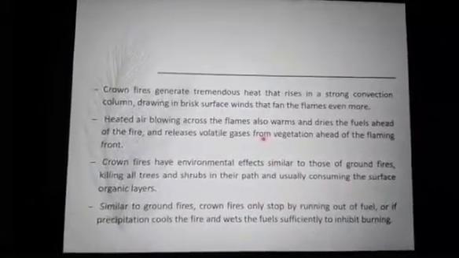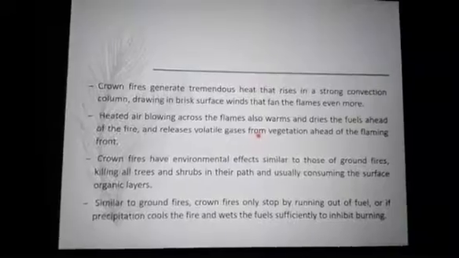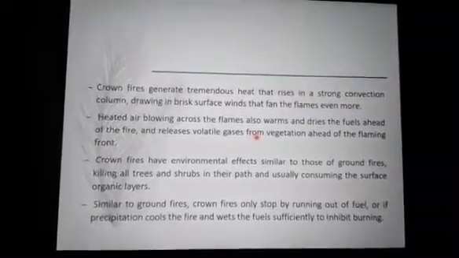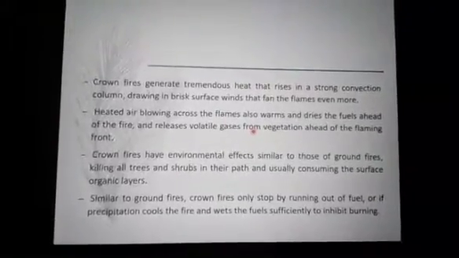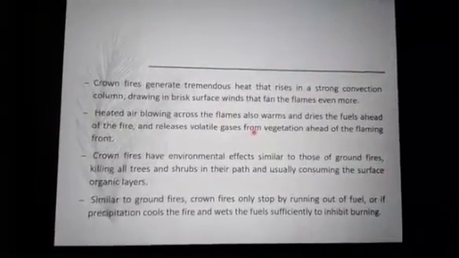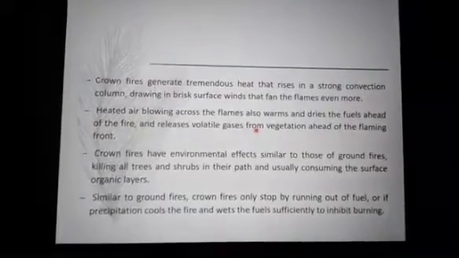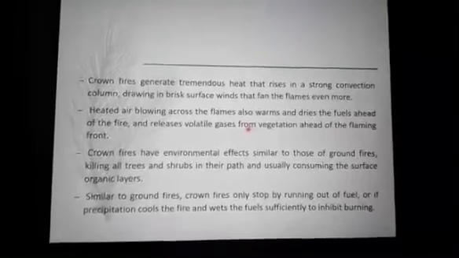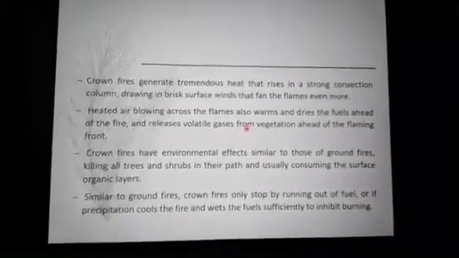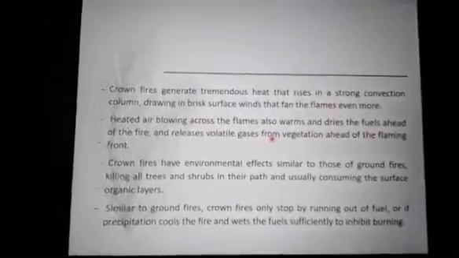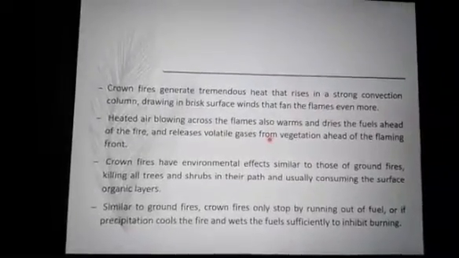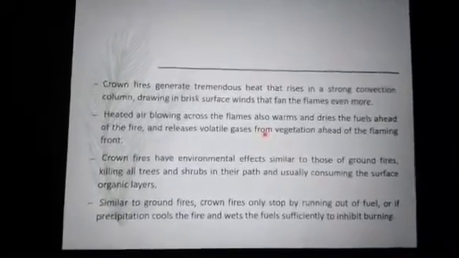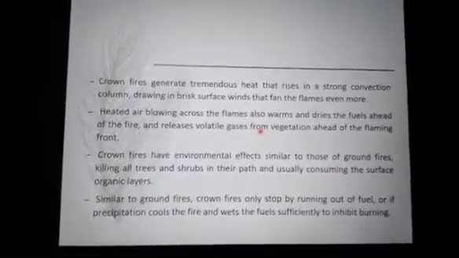The crown fires generate a tremendous amount of heat that rises in a strong convection column, drawing in brisk surface winds that fan the flames even more. Heated air blowing across the flames also warms and dries the fuel ahead of the fire, which increases the intensity and also the speed of the fire, and also dries the fuel ahead of the fire.